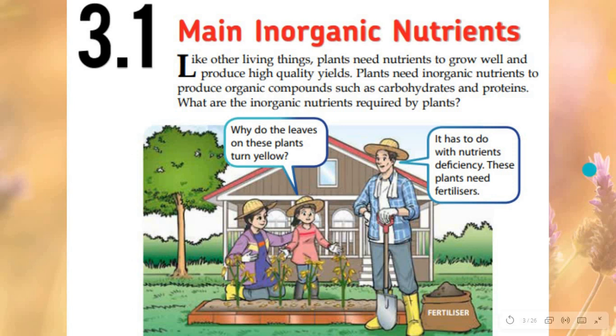Look at the paragraph up here. Like other living things, plants need nutrients to grow well and produce high quality yields. Plants need inorganic nutrients to produce organic compounds such as carbohydrates and proteins. What are the inorganic nutrients required by plants? Next we are going to look at the inorganic nutrients that are required by the plant.